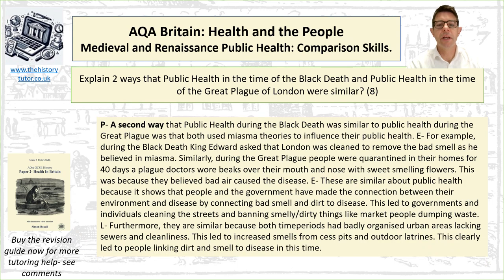So I've gone for a second way that public health during the Black Death was similar to public health during the Great Plague. So both use miasma theories to influence their public health. For example, during the Black Death, King Edward asked London to be cleaned. Similarly, during the Great Plague, people were quarantined in their homes and doctors wore their gowns and the beaks, etc. We've got all those bits of evidence about miasma. It should be quite easy to do that. But then we've got to explain.